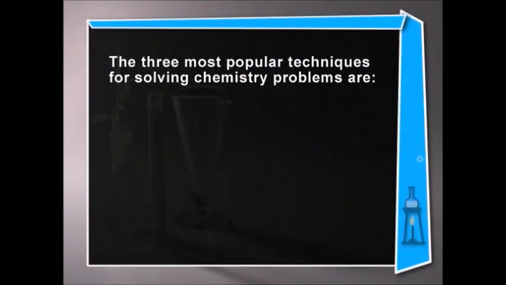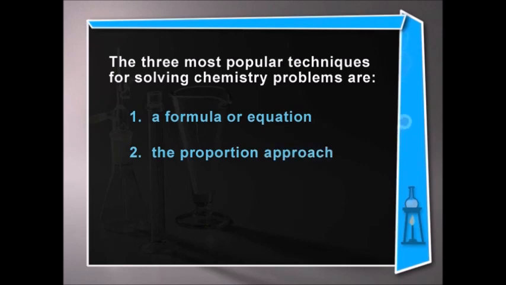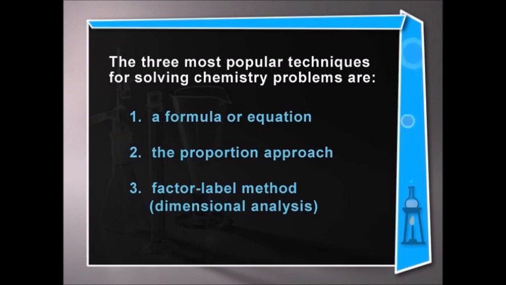And the three most popular techniques for solving chemistry problems are: look for some kind of a formula, some kind of an equation that you can use, or use something called the proportion method, or use something called the factor label approach, or the factor label method, sometimes called dimensional analysis. The students in rooms problem could, in fact, have been solved by any one of these three methods. If you are already enrolled in chemistry, I strongly suspect that you may have already been inclined towards one of these three approaches to solving problems.